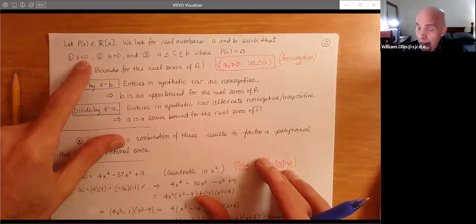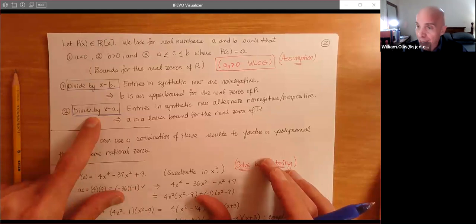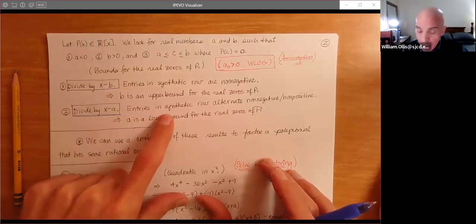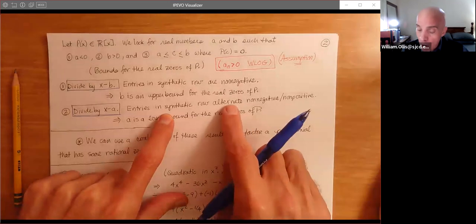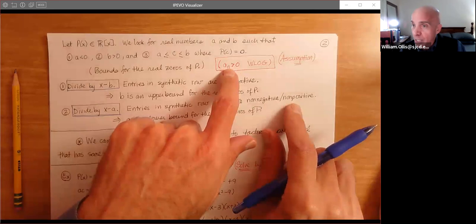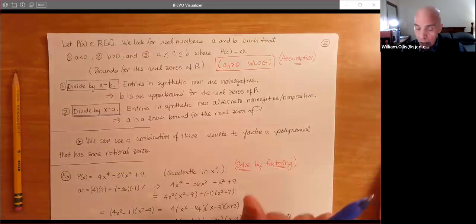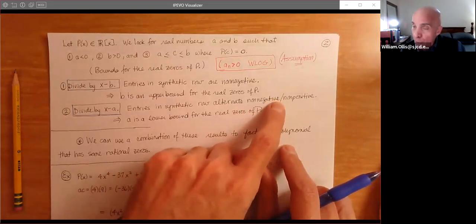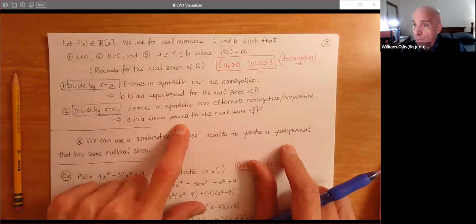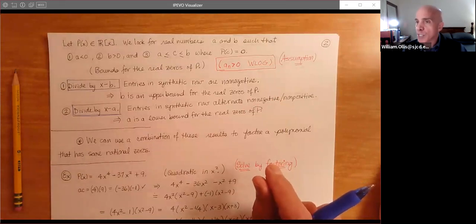Now, if we take a less than 0 and we divide the polynomial by x minus a, that is, we do the synthetic division, then the entries in the synthetic row, if they alternate non-negative, non-positive, back and forth, that's again why we start here with this assumption, then a is a lower bound for the real zeros. And when you get zeros, you can refer to the 0 as either positive or negative.